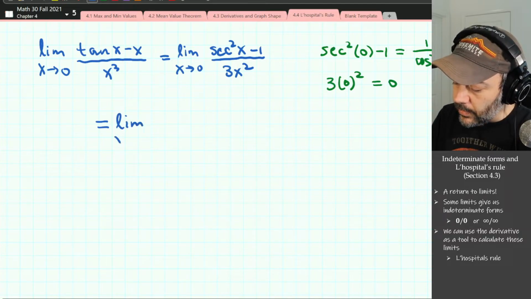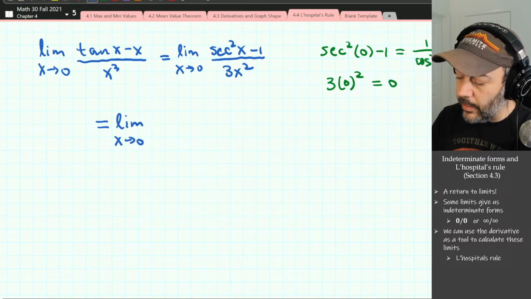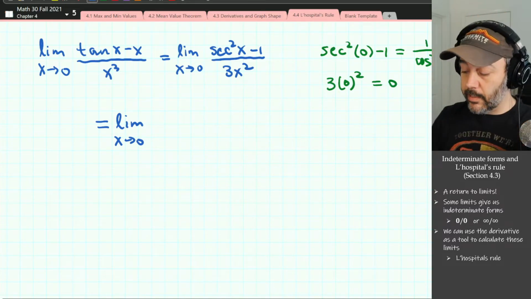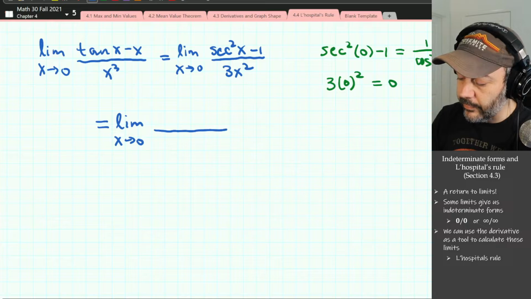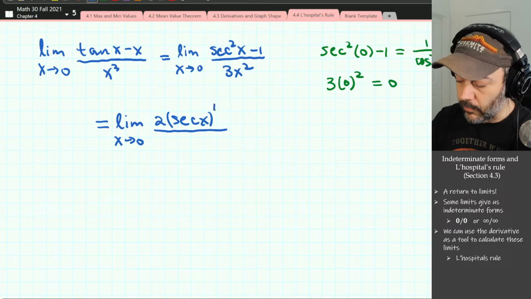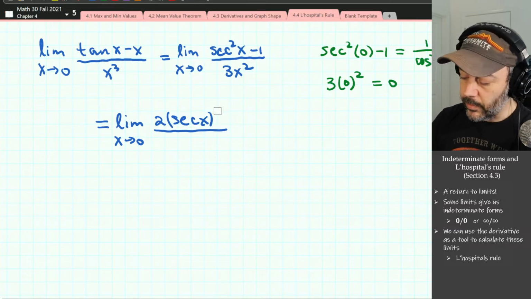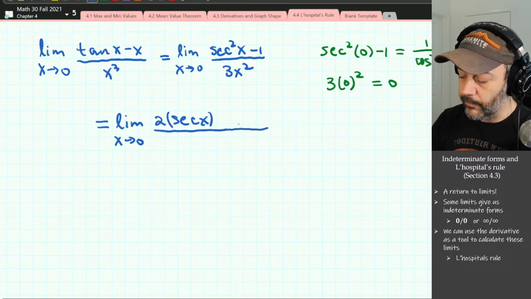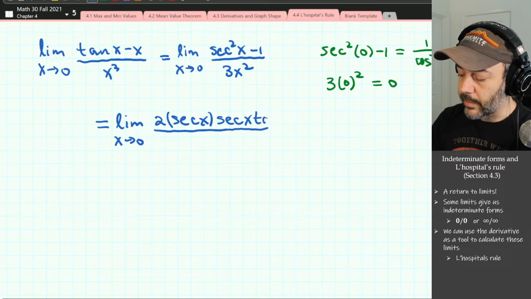the limit as x goes to 0 of, now secant squared, that's secant with a square on the outside. So when we do the derivative of the top, that's going to be 2 times secant x to the power of 1. It's power rule. But then you multiply by the derivative of the inside, which is secant, so it's chain rule. And the derivative of secant is secant x tan x.